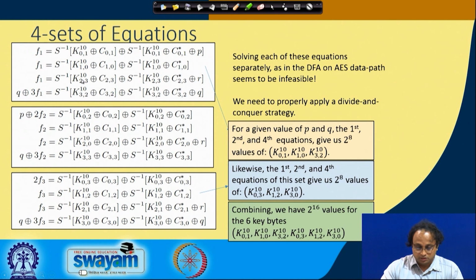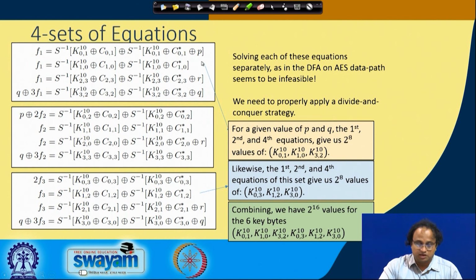Now we would like to solve each of these equations separately, but if you try to solve them exactly as we have seen in the DFA context, it is not practically possible. Why? Because if you see each of the equations, there are 4 key quartets, as you can observe here. There is an F1 byte, and there is also Q, R and P.